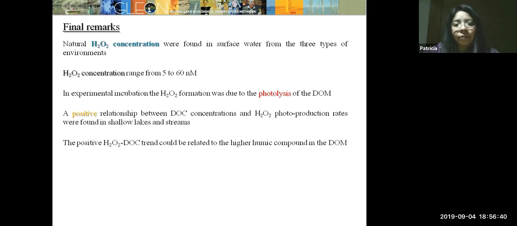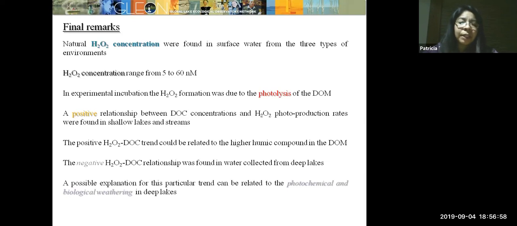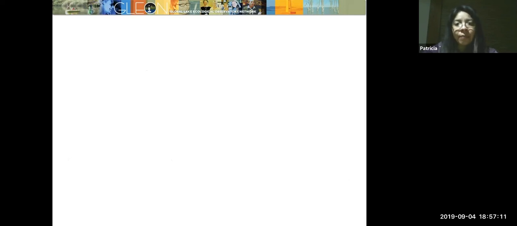This positive correlation could be related to the high humic compounds in the dissolved organic matter. And a negative correlation between hydrogen peroxide and DOC was found in deep lakes. A possible explanation for this particular trend can be related to the photochemical and biological weathering that these deep lakes experience. Some of them have very high water retention times.